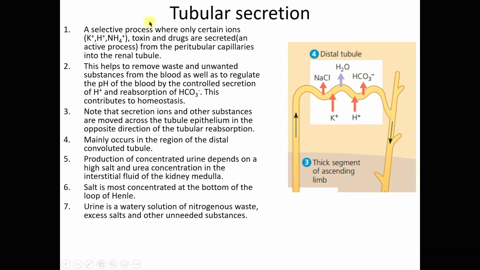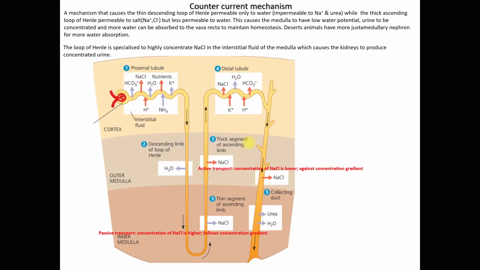So we already covered the three processes involved in the formation of urine. Now, when it comes to explaining formation of urine, apart from these three processes, you must include the countercurrent mechanism as well, which explains what happens at the loop of Henle, or how concentrated urine is being produced.